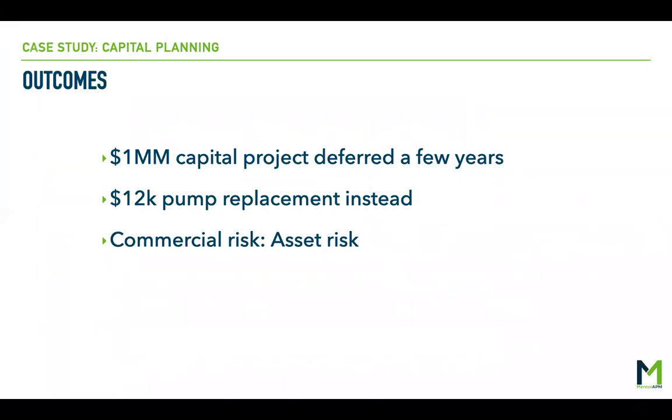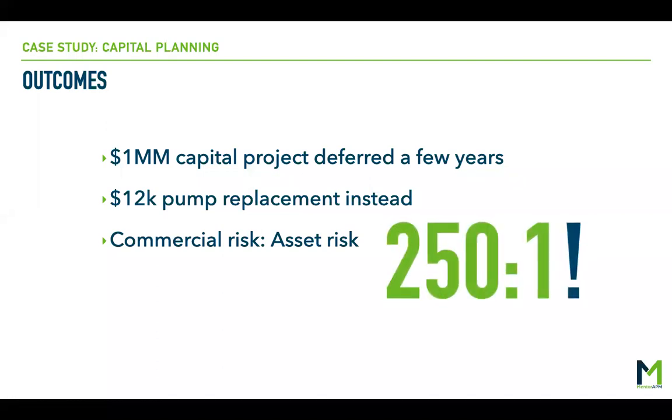But what's really telling too is the commercial risk versus the asset cost risk. And when we looked at that, this was the multiplier: for every dollar we were spending doing the pump replacement on the critical assets, we were saving over 250 times that amount on commercial risk. So a $12,000, let's say $10,000, pump system is a $25 million commercial risk. There's a massive amount of leverage in taking an approach like this when you look at the numbers.